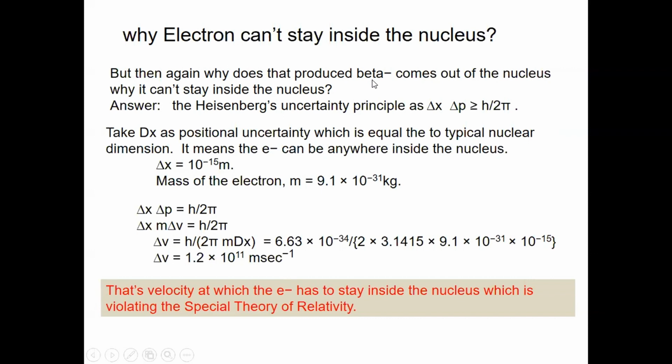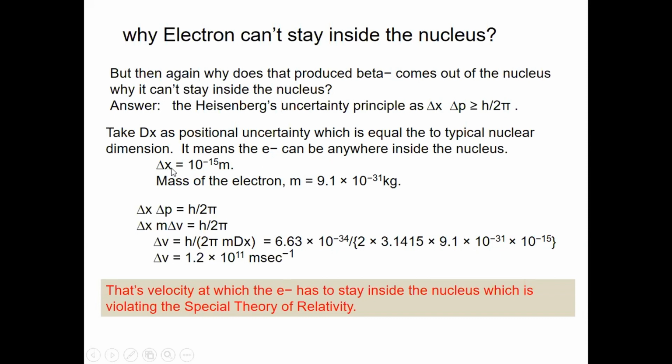Or how the beta particles are produced and they come out of the nucleus. Why can't they stay inside the nucleus? Heisenberg's uncertainty principle states that delta x times delta p is greater than or equal to h-bar, which is h divided by 2 pi. Now take delta x as the positional uncertainty, which is equal to nuclear dimensions, which means that the beta particle will be anywhere inside the nucleus.